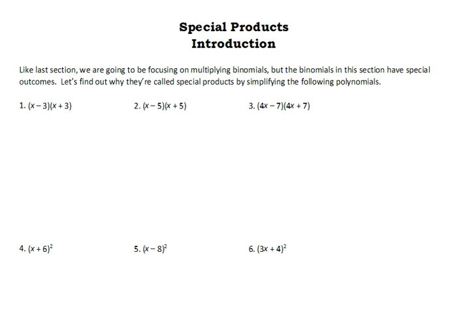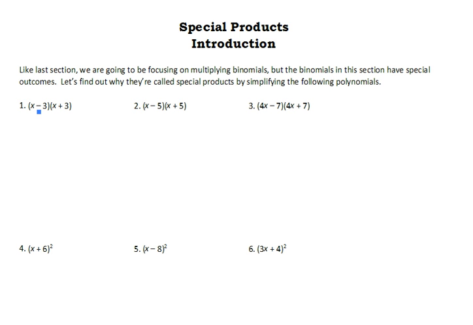Okay, good news about this last section. Special products have some fun little tricks that we can use in order to quickly simplify these types of binomials into polynomials. So like last section, we are going to be focusing on multiplying binomials, but the binomials in this section have special outcomes. Let's find out why they're called special products by simplifying the following polynomials.